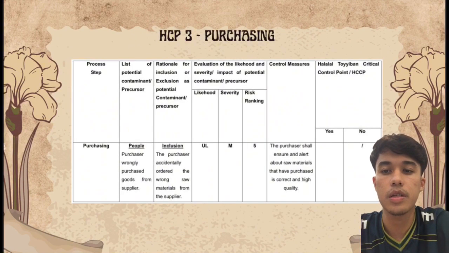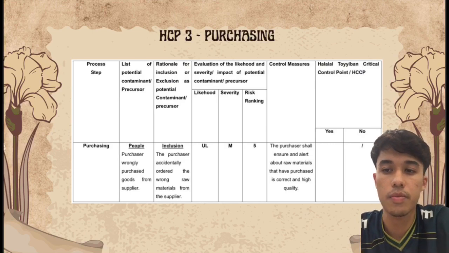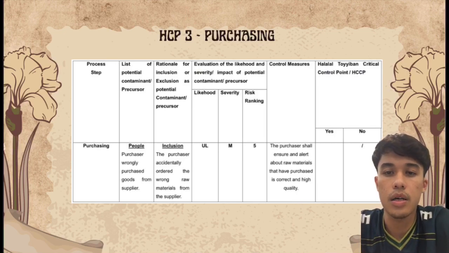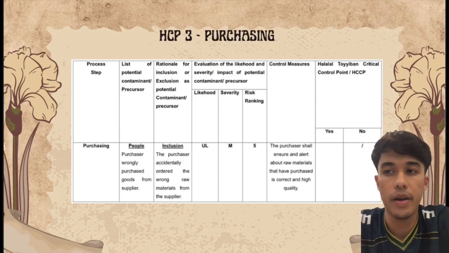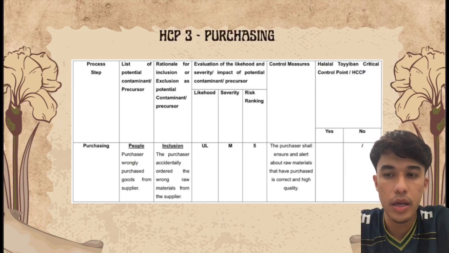For the third process, purchasing, we have identified the main cross-contamination comes from people, which is the purchaser wrongly purchasing goods from the supplier. The inclusion is the purchaser accidentally ordered the wrong materials from the supplier. For the likelihood, we have stated unlikely. For the severity moderate, and the risk ranking we have stated as number 5. For the control measures, the purchaser should ensure that the raw materials purchased are correct and of high quality. For the HCCP, we have stated no.